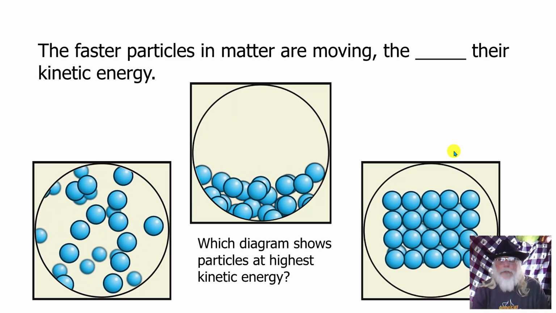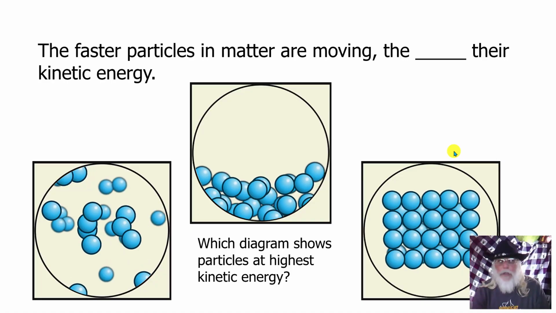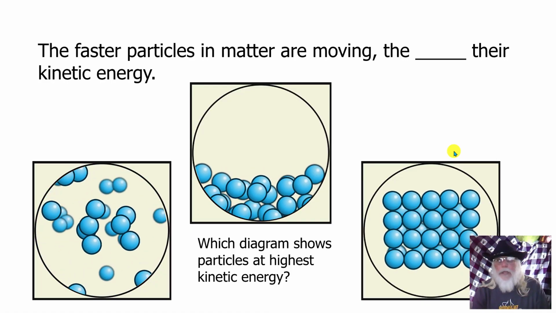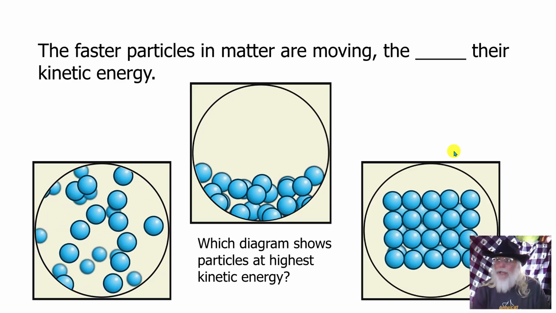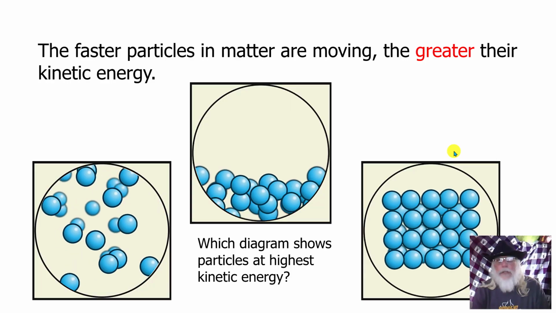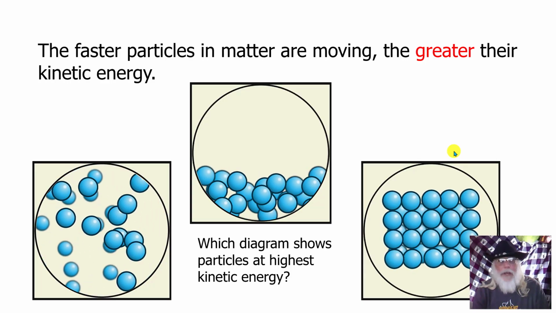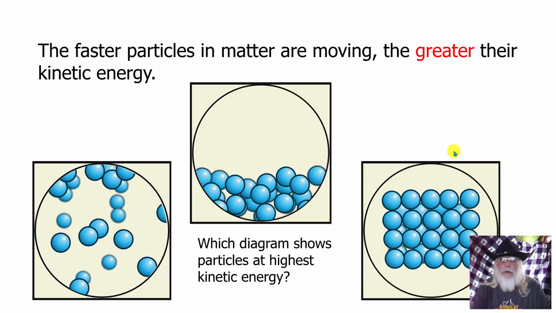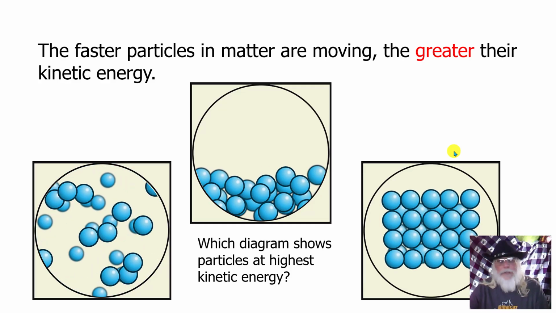The faster particles in matter are moving, the blank their kinetic energy. Well, again, kinetic energy is based on mass and speed, so the faster the particles are moving, the greater the kinetic energy. Out of these three diagrams, which diagram shows particles at highest kinetic energy?